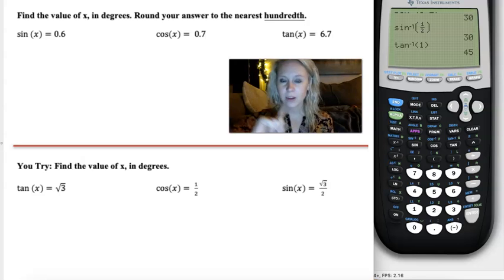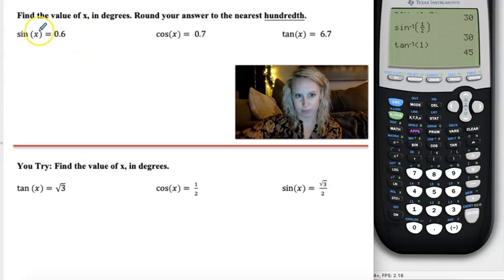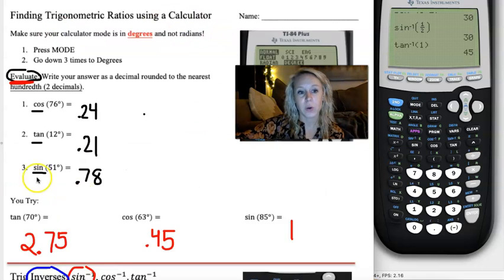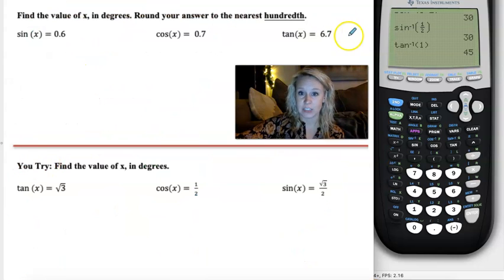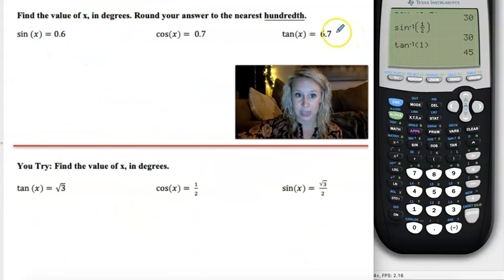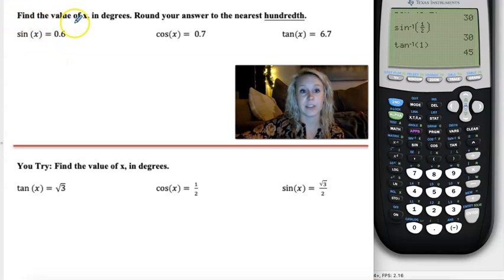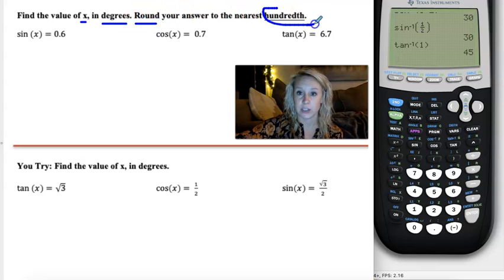I'm going to do one more example for y'all. Okay? So these are different because it's just decimals. So before I had a fraction, and now I have decimals. It's going to be the same. So I'm going to find the value of x in degrees, grados, and now I'm going to round to the nearest hundredth, so 2 decimal places.